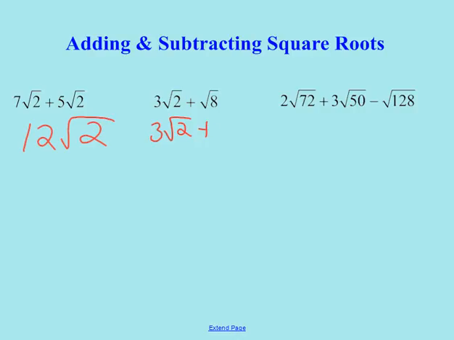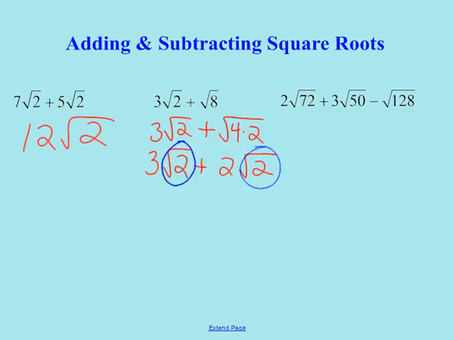Now let's look at the square root of 8. Does 8 have any factors that are perfect squares? The answer is yes, 4. We can rewrite 8 as 4 times 2. And of course, we can take the square root of 4, which is 2. The other 2 stays under the square root because we cannot take the square root of 2. Now, as you can see, we have the common radicands, square root of 2 and square root of 2. So we're ready to add our coefficients. 3 plus 2 is 5, and we keep the common radicand of the square root of 2.